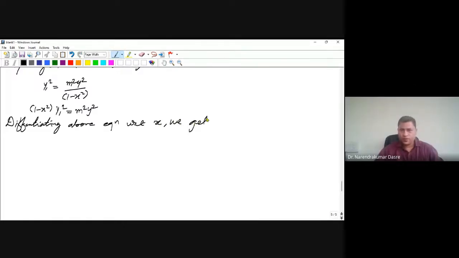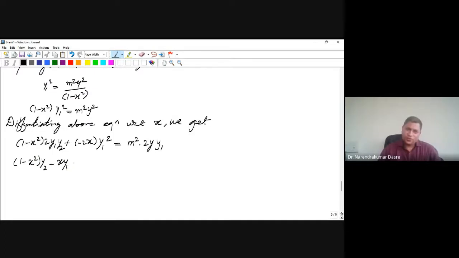Using the UV rule: (1 minus x square) 2y1 y2 plus this is going to be minus 2x and y1 square. This is equal to m square 2y y1. What term are we able to cancel? 2y1. Good. So it is (1 minus x square) y2 minus x y1 is equal to m square y. Okay, and this is what we wanted. So we got here the second order derivative.